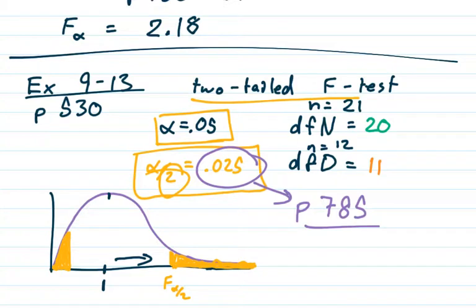So you see, there it is. We've included all three of those elements in looking up the correct critical value. And so this F value that we get, F subscript alpha over 2, is equal to 3.23.